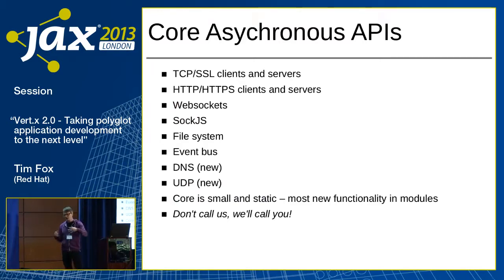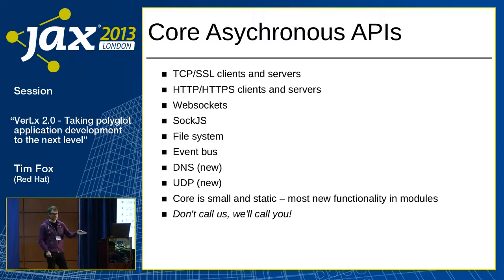So when you write a Vert.x application, you write it against the core asynchronous APIs. And we provide stuff like TCP clients and servers, HTTP clients and servers, WebSockets, SockJS, asynchronous file system, asynchronous event bus, which is a really important feature. I'm going to go into a lot more detail on that in a minute with some demonstrations.